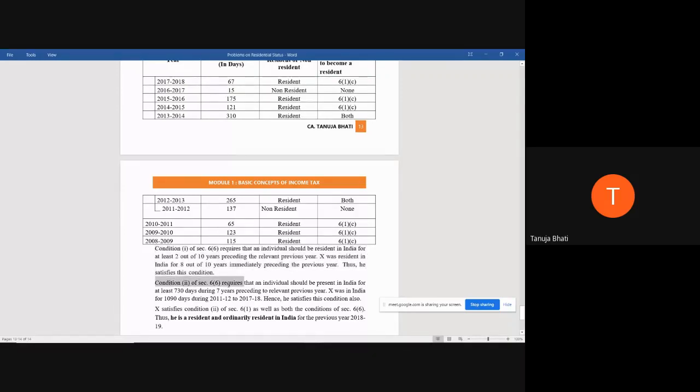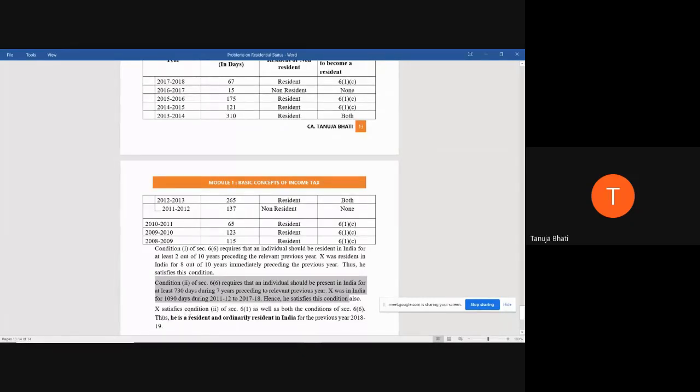Now, condition 2 of section 6 subsection 6 requires that an individual should be present in India for at least 730 days during 7 years preceding the relevant previous year. Now, X was in India for 1090 days during 2011-12 to 2017-18. Hence, he satisfies this condition also.